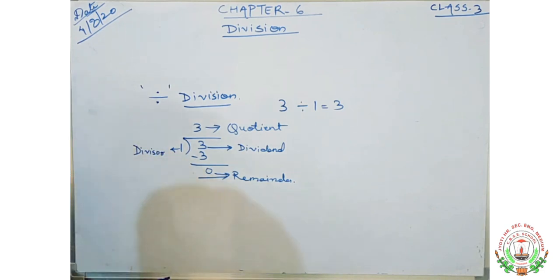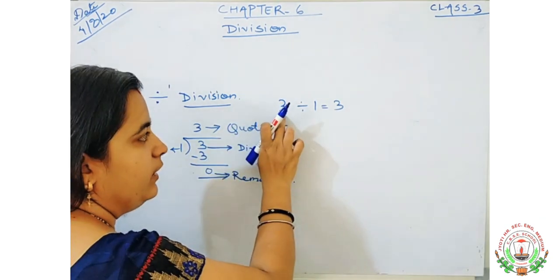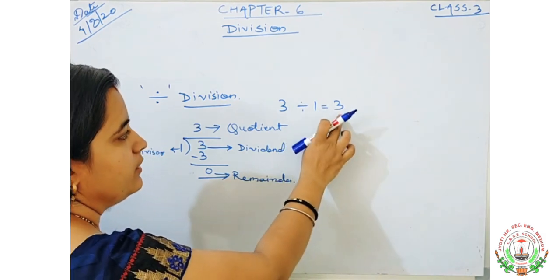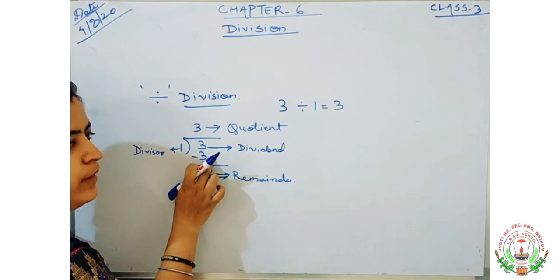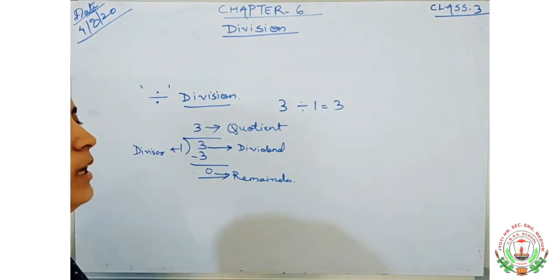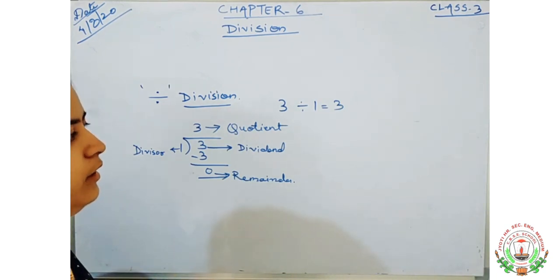Now let's come back to the properties. Whenever we are dividing any number by 1, we will get the same number as the answer, as you can see here, 1 3 is 3. And for division, multiplication tables are very important. If you know the tables, you can divide easily. If you do not know the tables, it is a little bit hard for you.